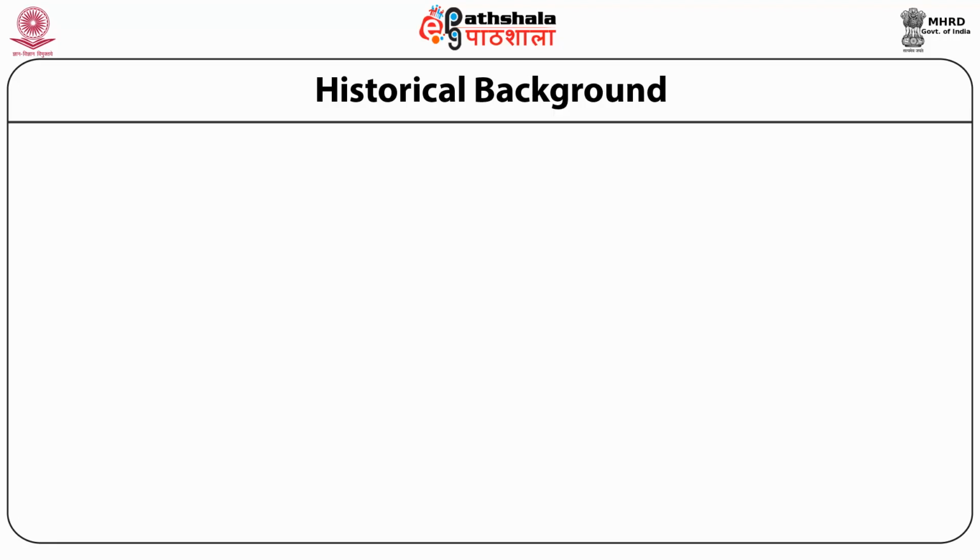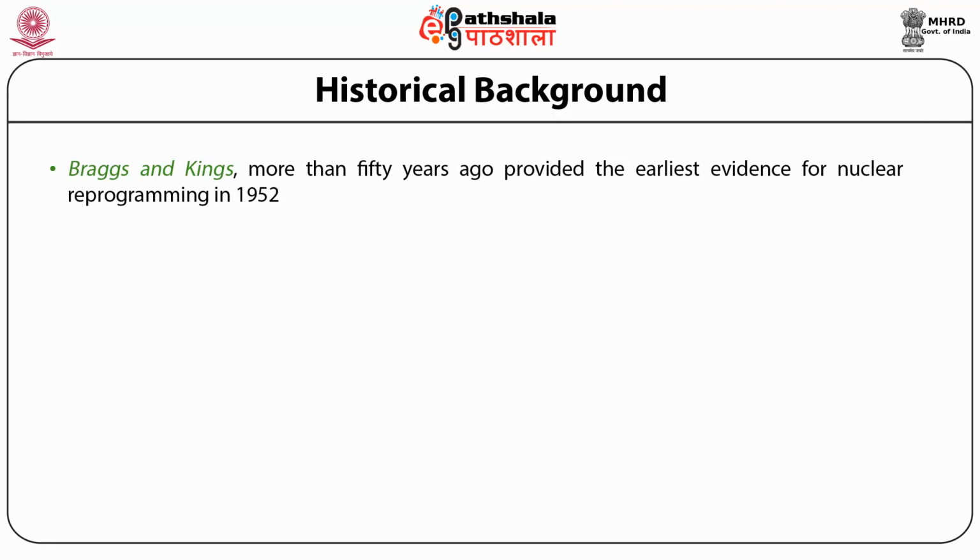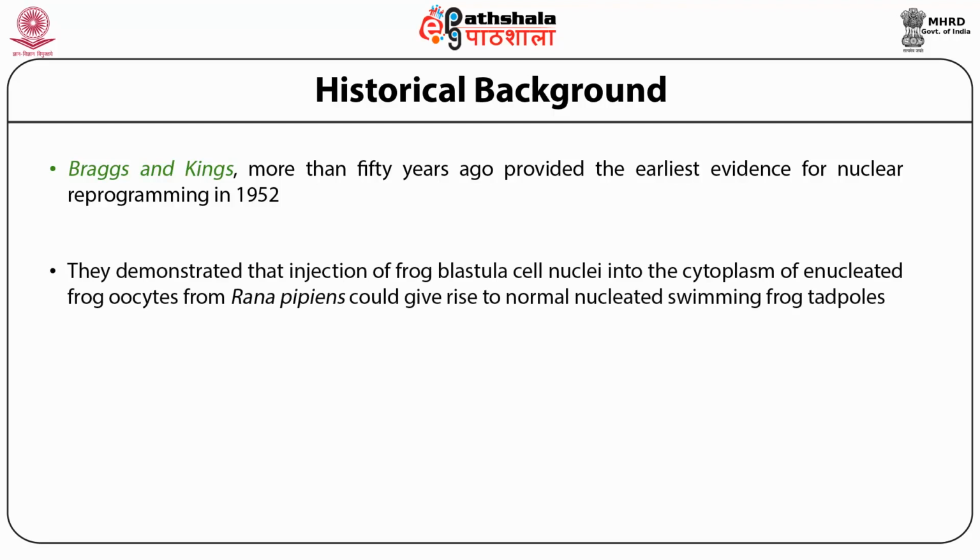Coming to the historical background of reprogramming, nuclear reprogramming is not a new concept. It was more than 50 years ago when Briggs and King provided the first evidence to show that differentiated cells can reprogram into a more pluripotent state. They demonstrated that the injection of frog blastula cell nuclei into the cytoplasm of frog oocytes could give rise to normal nucleated swimming frog tadpoles.